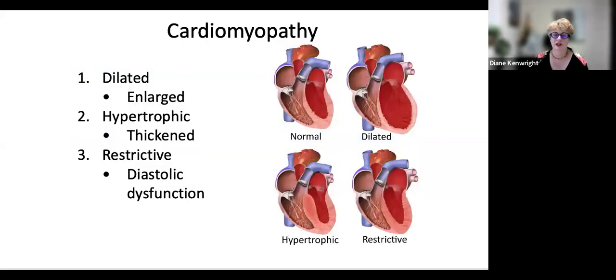We're going to move on to something new now. We're going to move on to cardiomyopathy. There are 3 kinds of cardiomyopathy: dilated, hypertrophic, and restrictive.